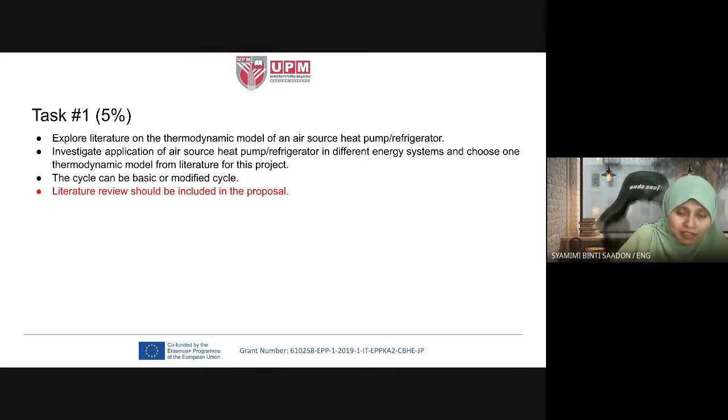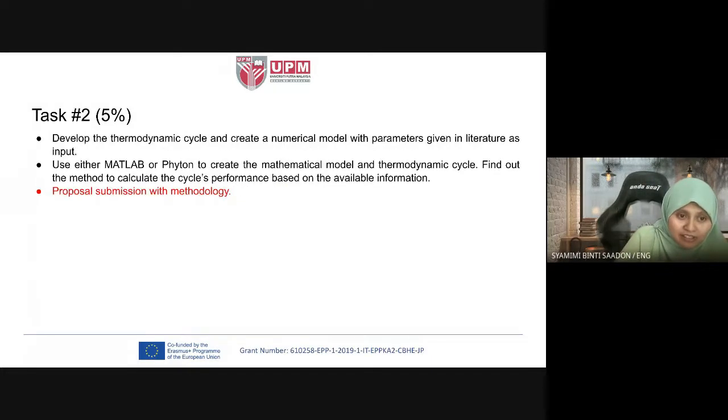Okay, by using different heat sources. Some use solar, some use natural gas. So study different types, and then choose which one you want to apply. Then the second task: develop the thermodynamic cycle and create a numerical model with parameters given in the literature as input.